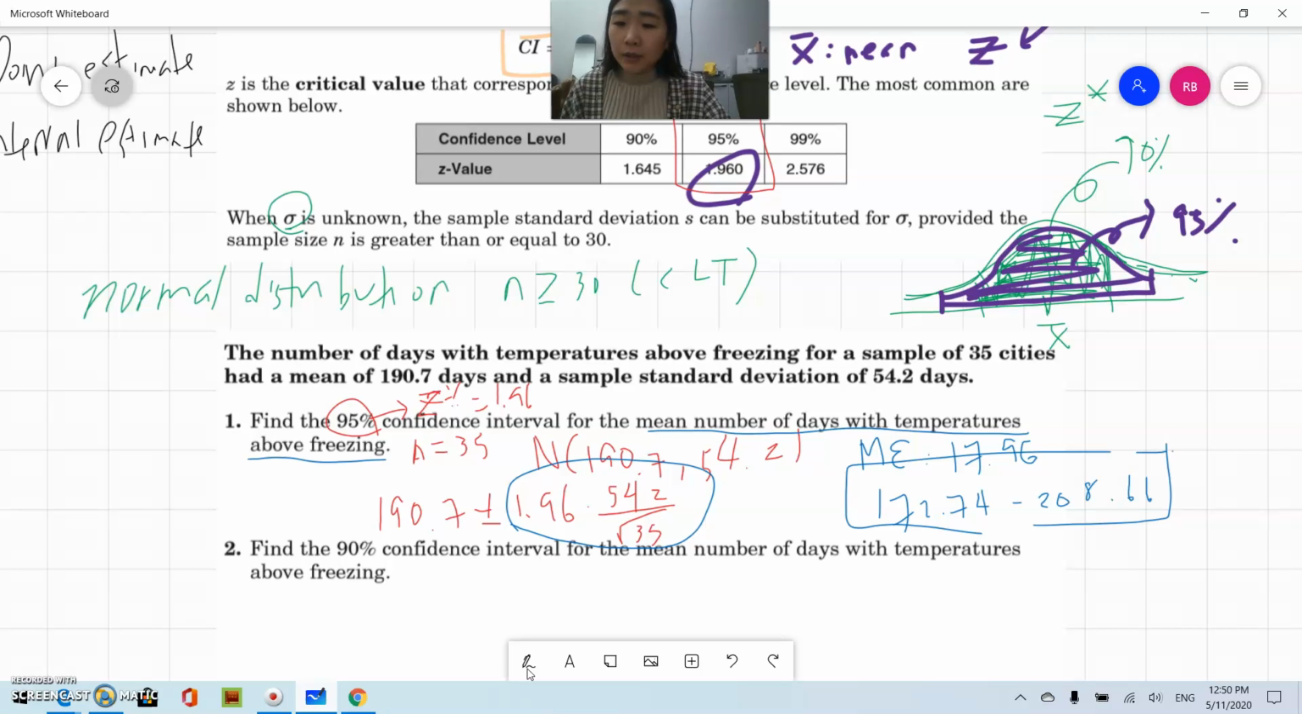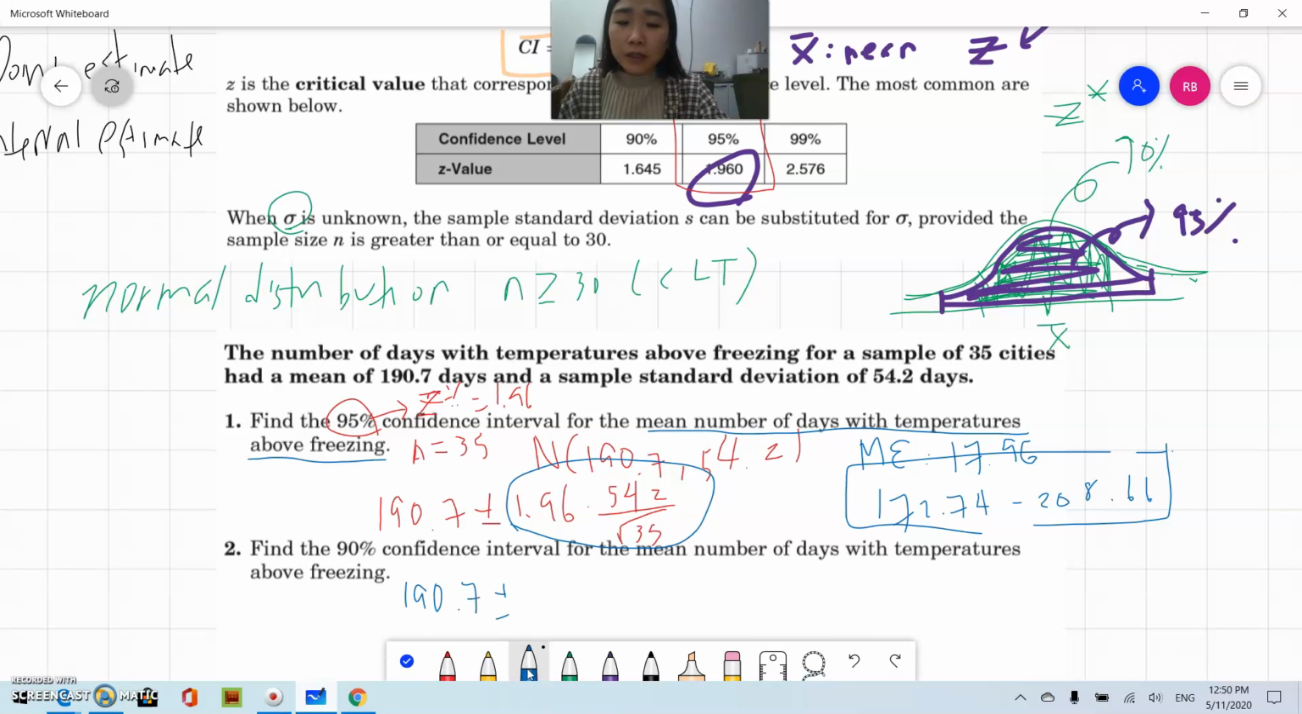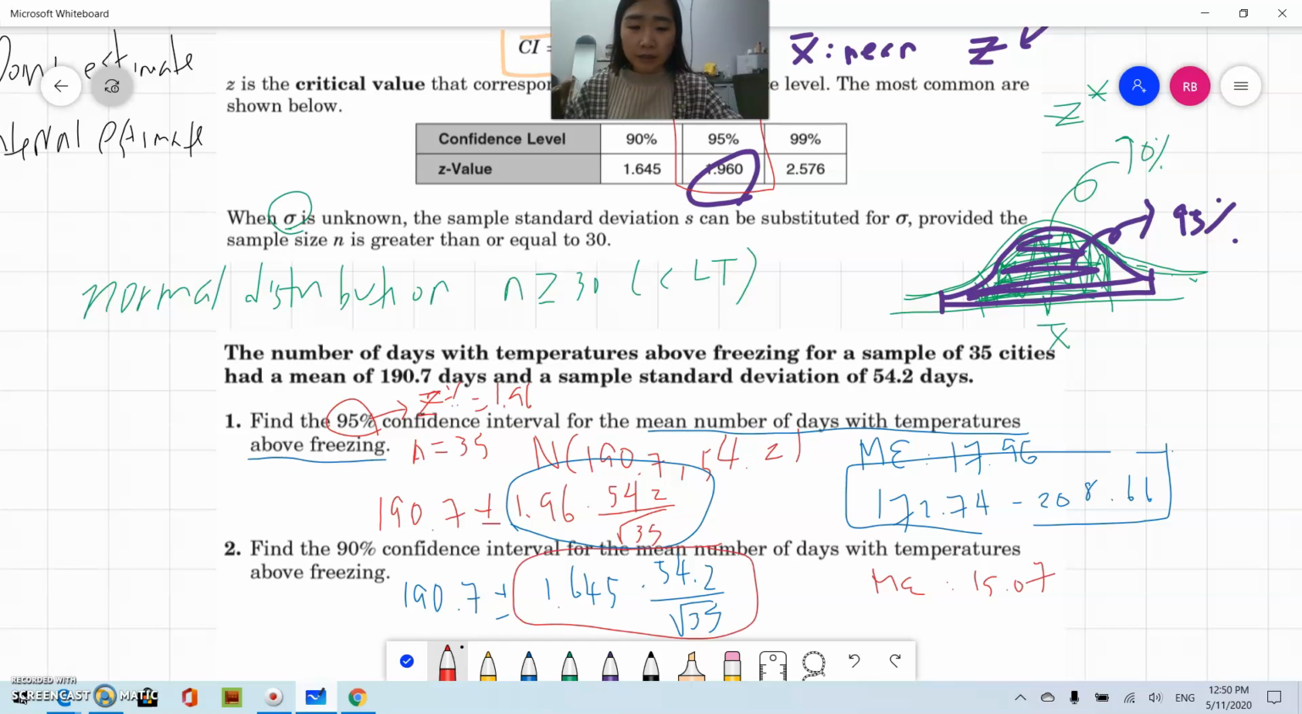All right, number 2, find a 90% confidence interval of the same thing. So the only thing that is going to change in the formula above is 1.645. So 1.96 becomes 1.645. So we do that. Then the margin of error for this one is 15.07. Again, margin of error is after the plus minus sign.